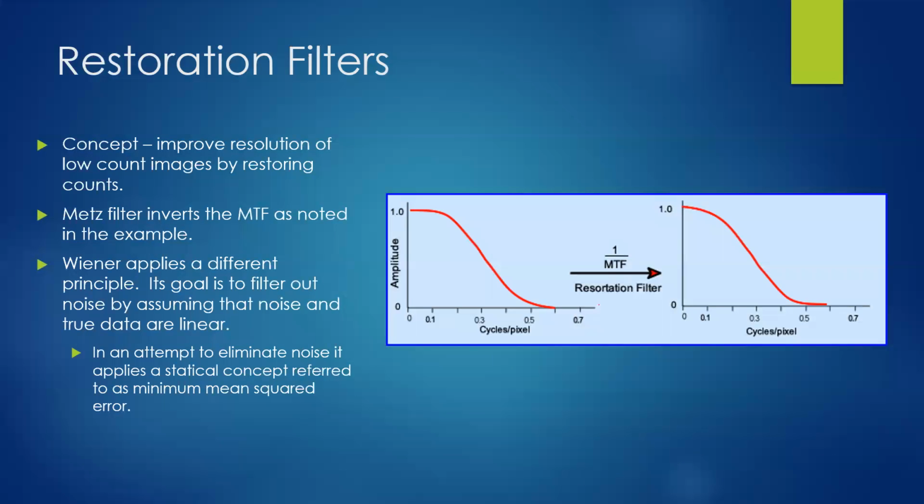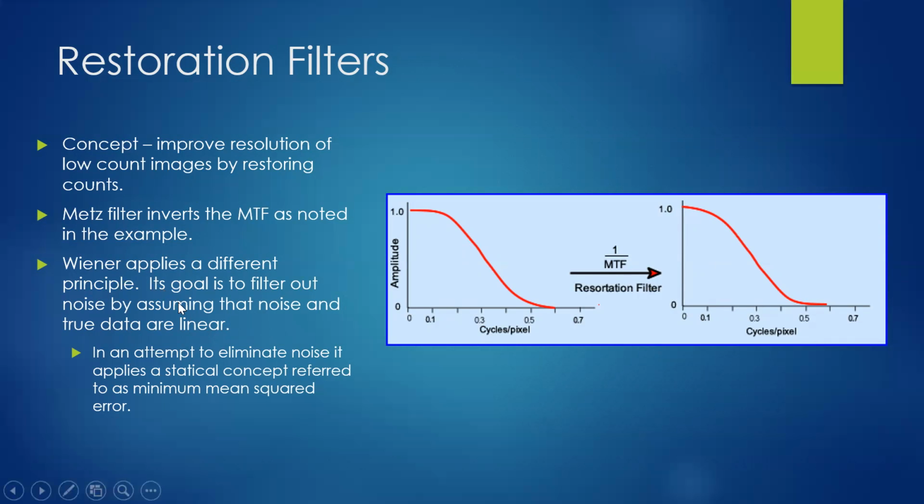Next are filters that can do what they refer to as filter restorations. This concept is to improve your low count image by restoring counts in its general definition. The one that I have on display here is referred to as a METZ filter. Essentially all the METZ filter does is it inverts the MTF. So it flips this around the other way, causing it to have a slightly different look, as we see over here.